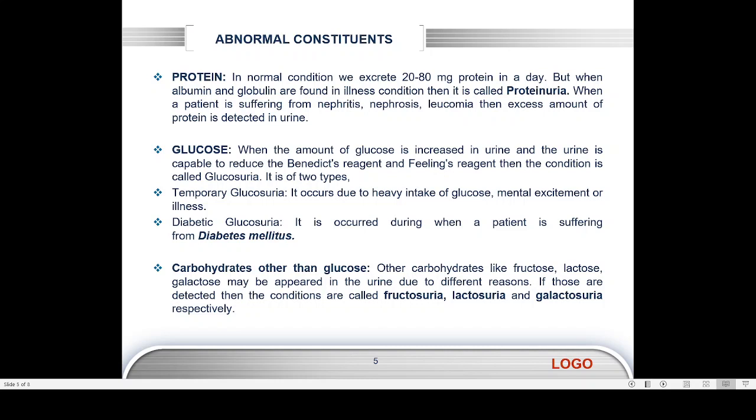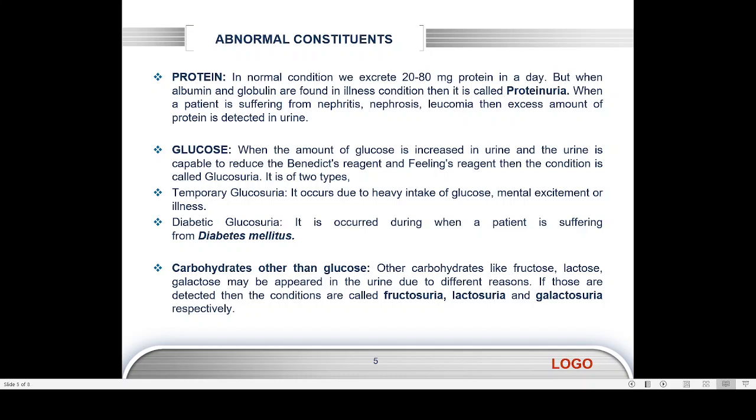When a person is taking too much glucose, there will be a slight increase in the amount of glucose in his or her blood, and that extra glucose will be eliminated in the urine. This situation is known by the name temporary glucosuria. So glucosuria may be either temporary or more or less permanent. If it's temporary due to a high intake of glucose or sugar, we call it temporary glucosuria.